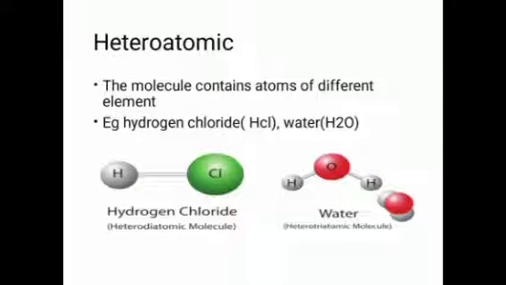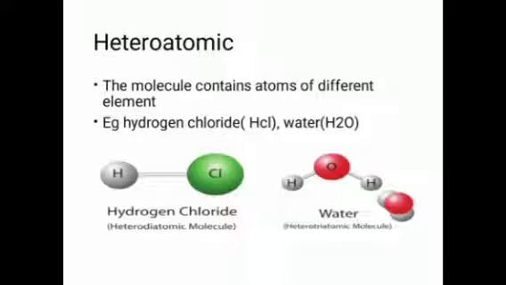Heteroatomic molecule. In this, the molecule contains atoms of different elements. Example: hydrogen chloride, HCl, where hydrogen is one element and chlorine is a different element, combined to form hydrogen chloride. Same way, water: hydrogen plus oxygen gives water. So it is also a heteroatomic molecule.